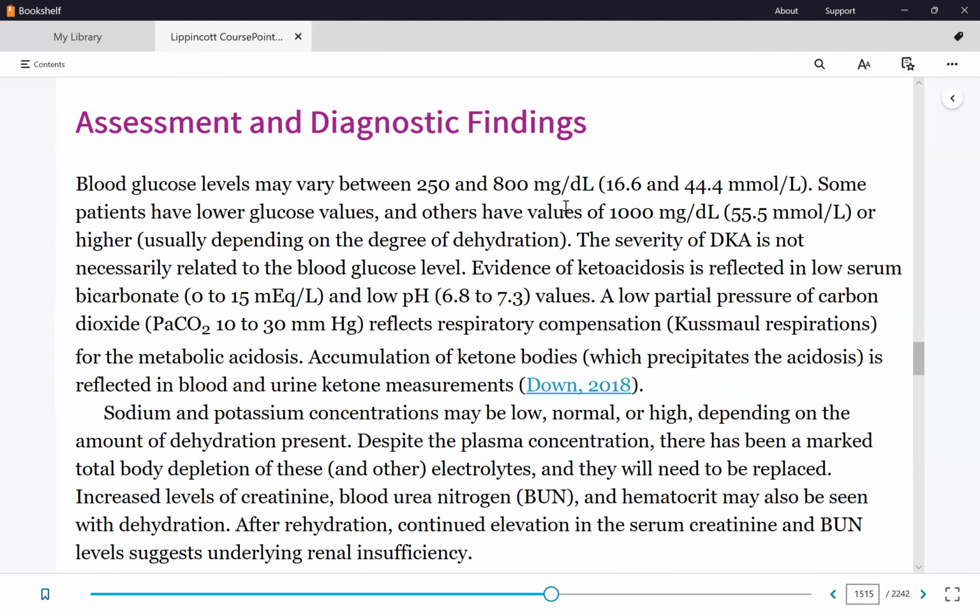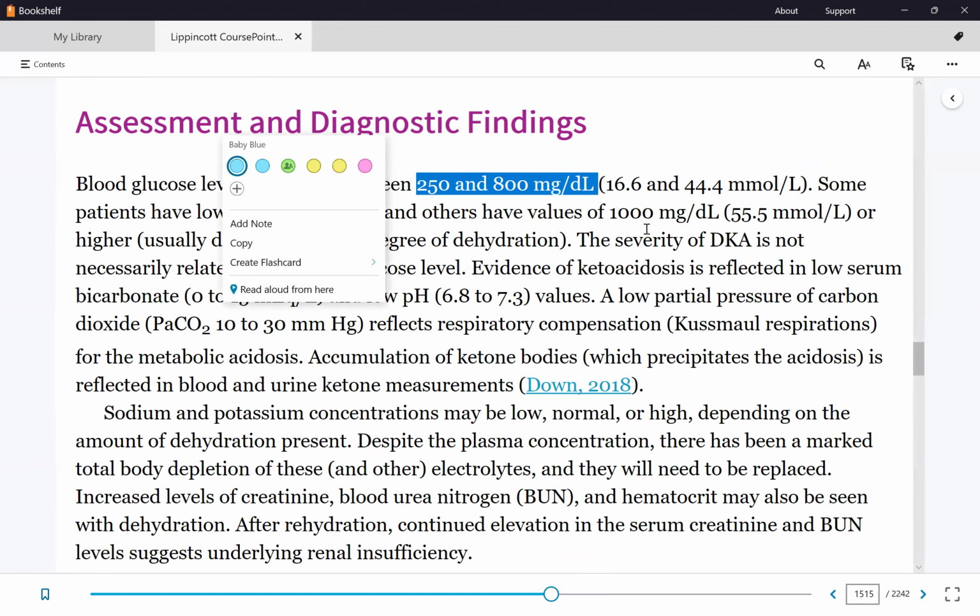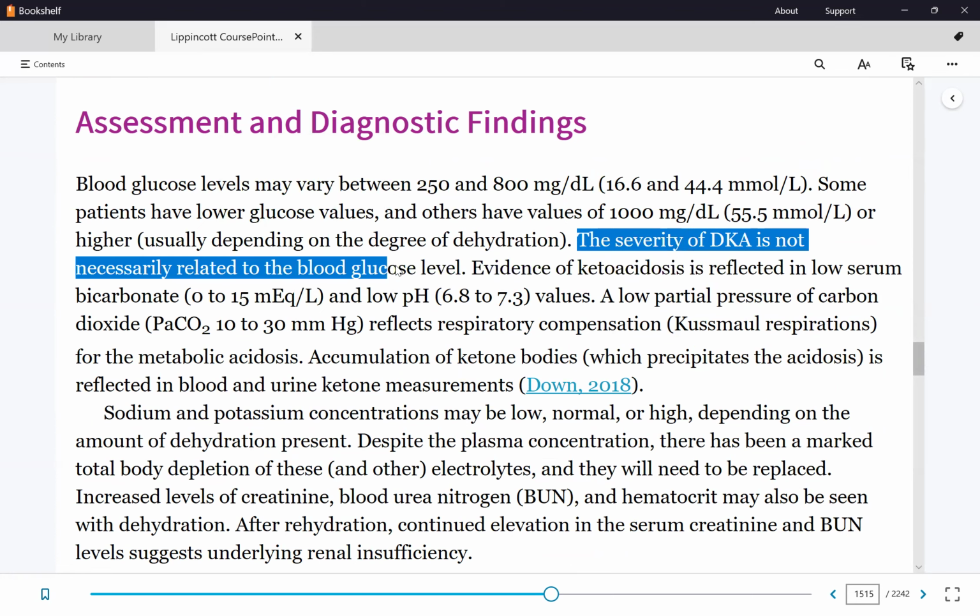Let me emphasize this. I forgot to mention it. Since the sugar levels in DKA can vary, it starts at 250, but again, there's no limit to the upper number. It can go higher than 800. The severity of DKA is not necessarily related to the glucose level. What does this mean? The severity is related to the pH level. How acidic is my blood pH? Do you understand? Just because my sugar is 250 doesn't mean it's mild. It really depends on my pH.